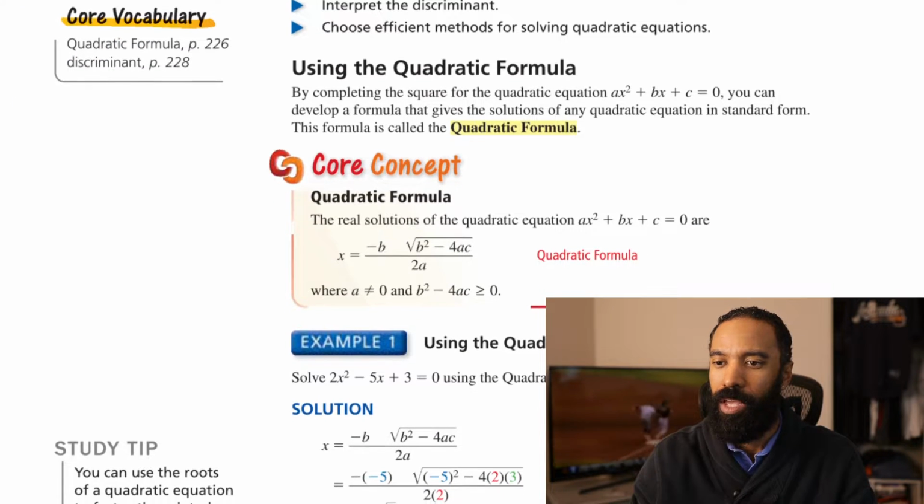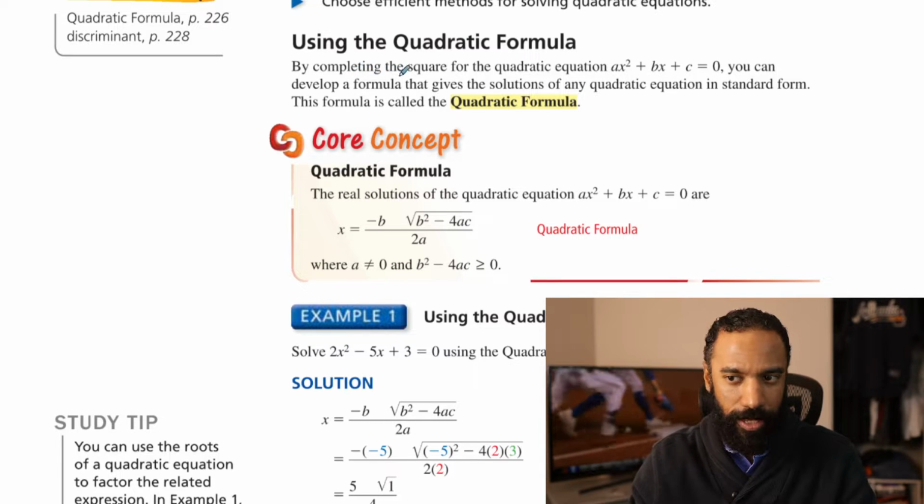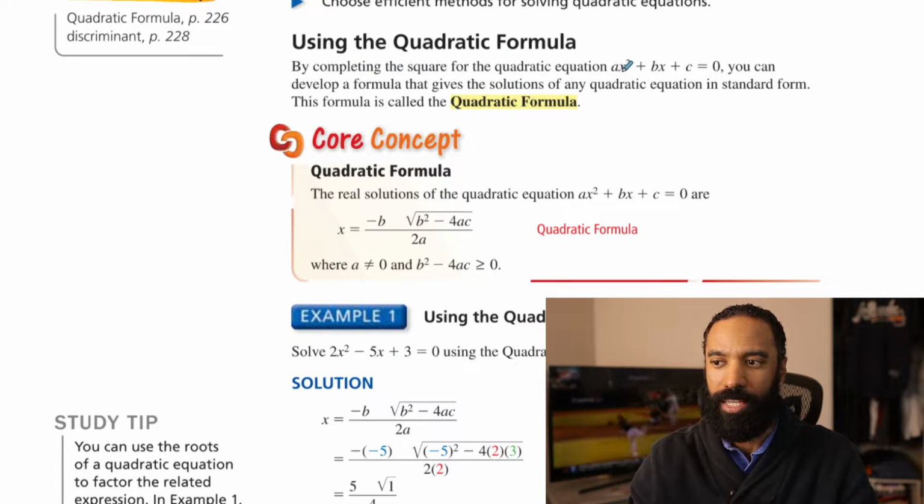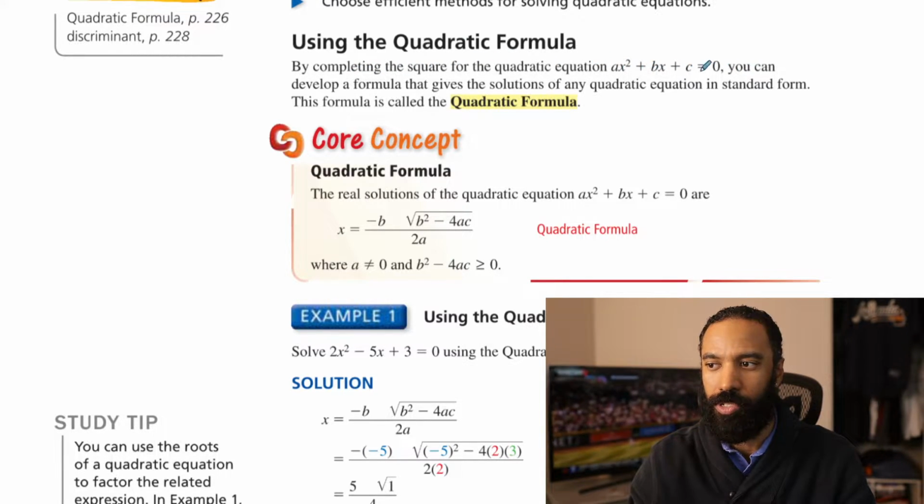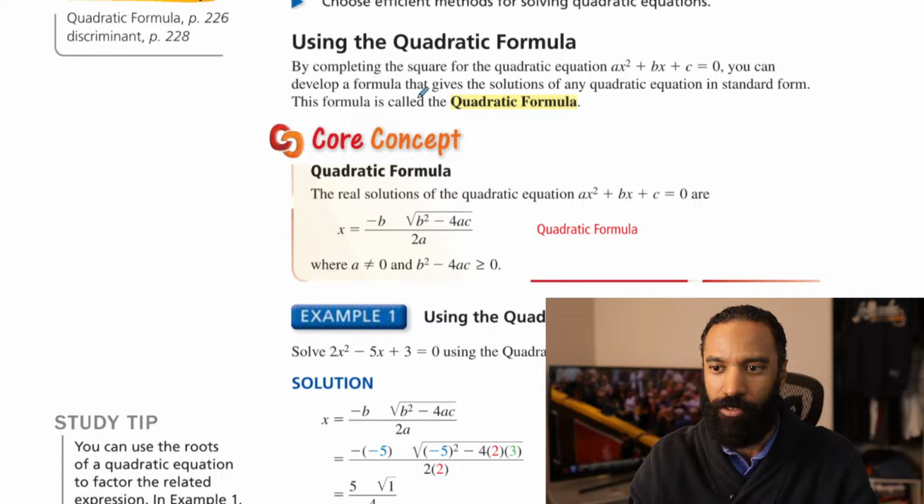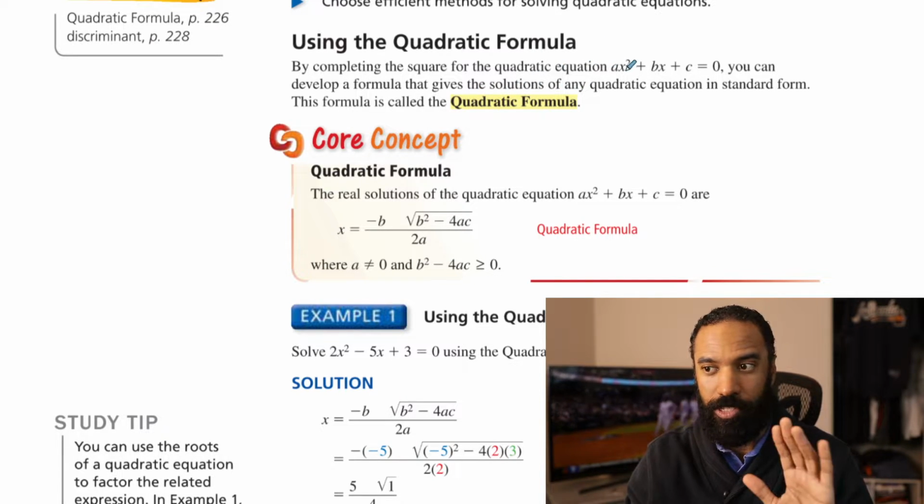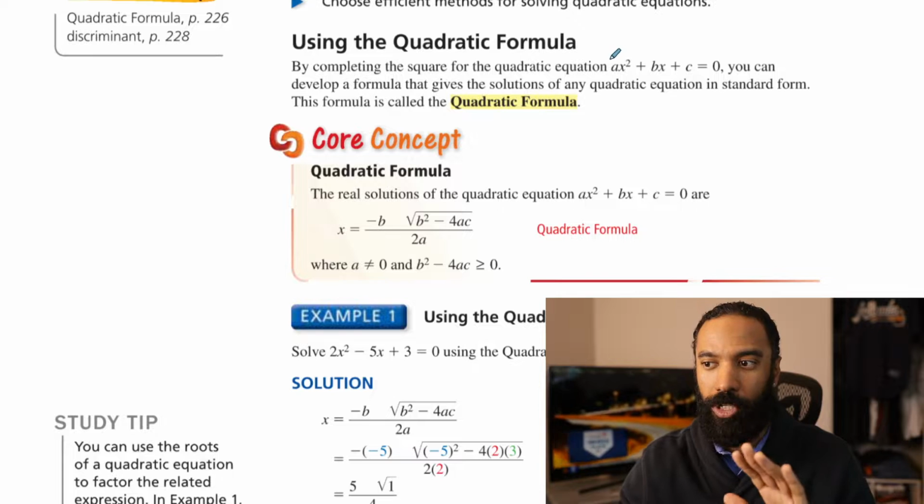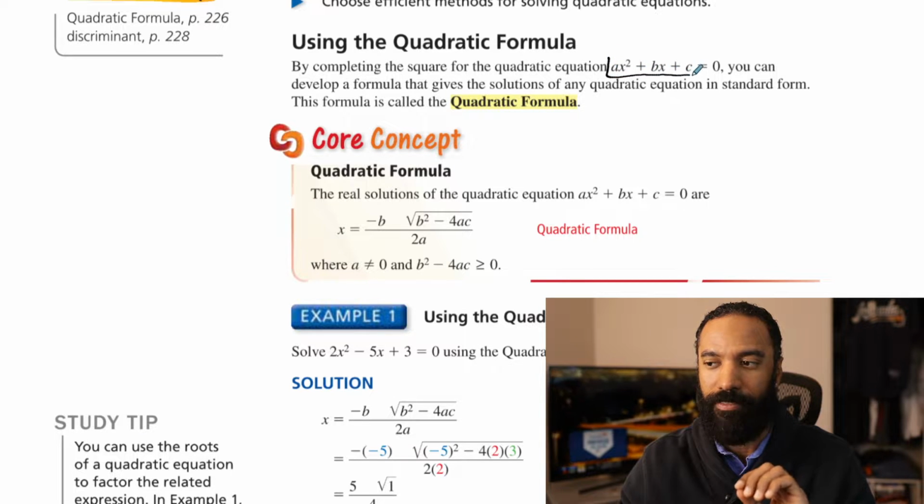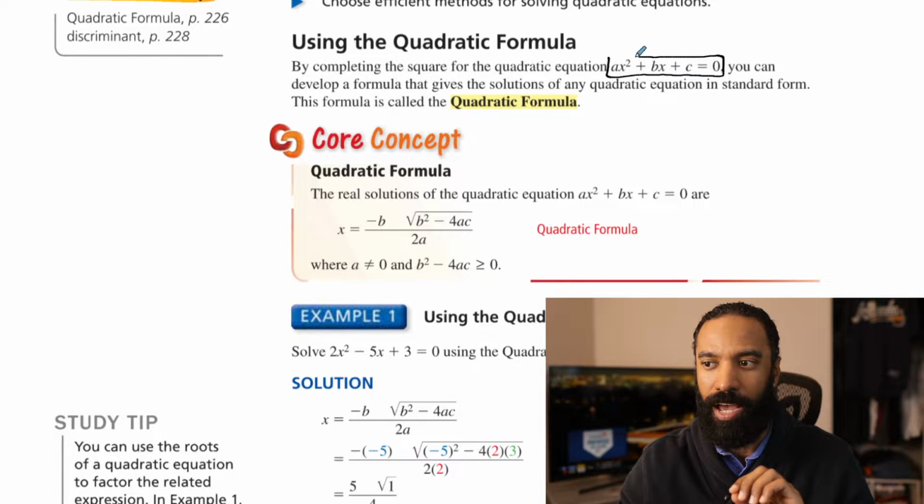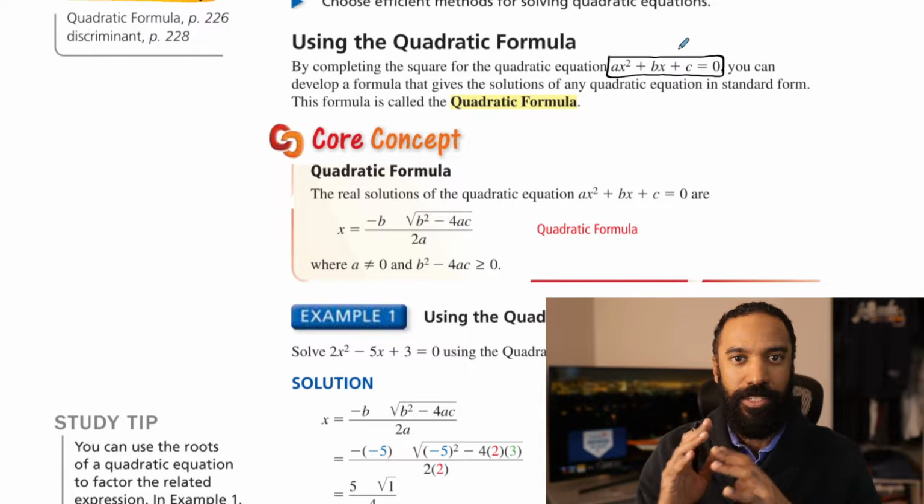Here we go. By completing the square for the quadratic equation ax squared plus bx plus c equals 0, you can develop a formula that gives the solutions for any quadratic equation in standard form. This formula is called the quadratic formula. Now, before I move on to the formula itself, let's go back to this part here. The quadratic formula only applies when you have a quadratic equation set equal to 0 and in standard form.